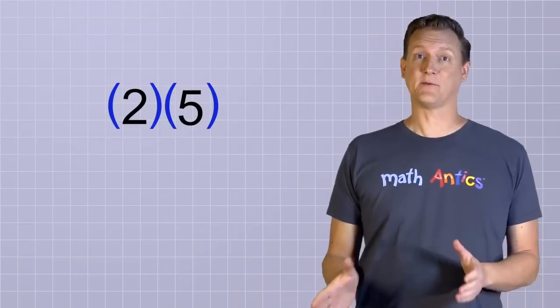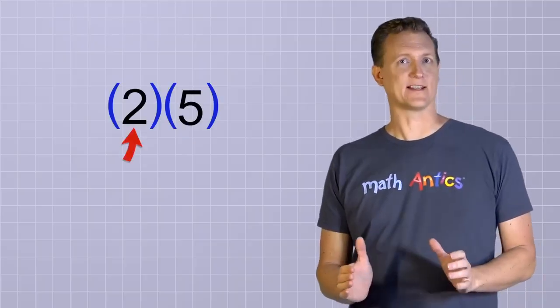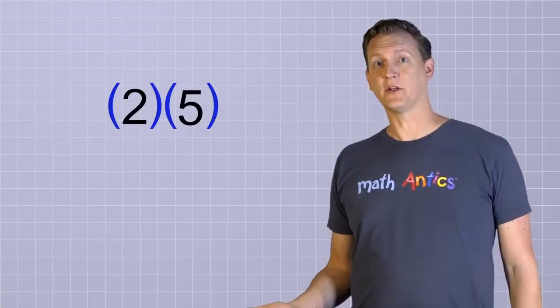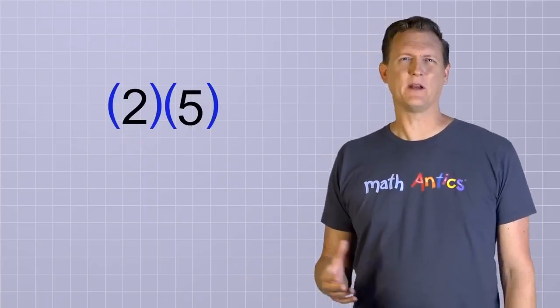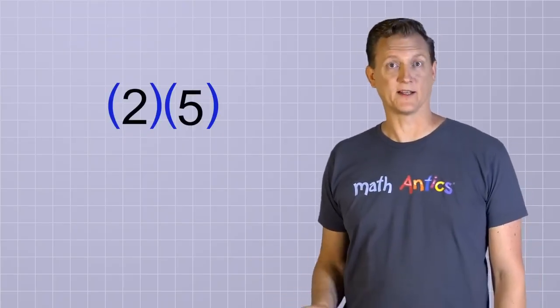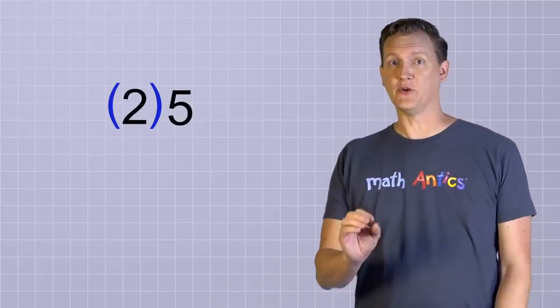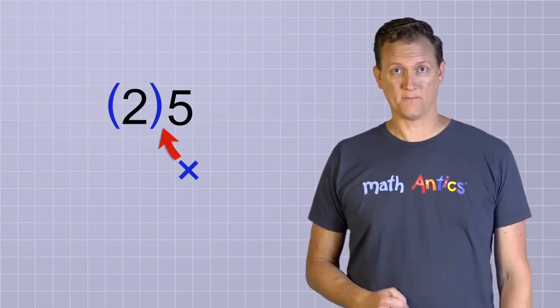Of course, it might seem strange to have just one thing inside group symbols like this, but it's okay to do that in math. An alternate way that you could do the same thing would be to put just one of the numbers in parentheses, like this. Again, you won't confuse this with a two-digit number, and you know that multiplication is implied.